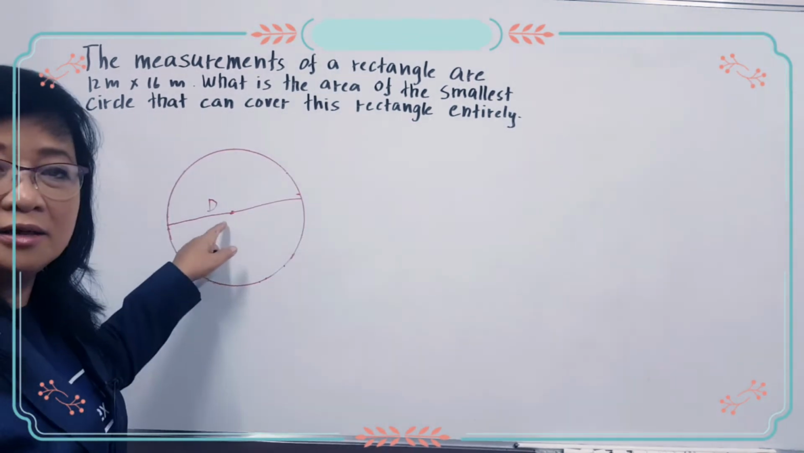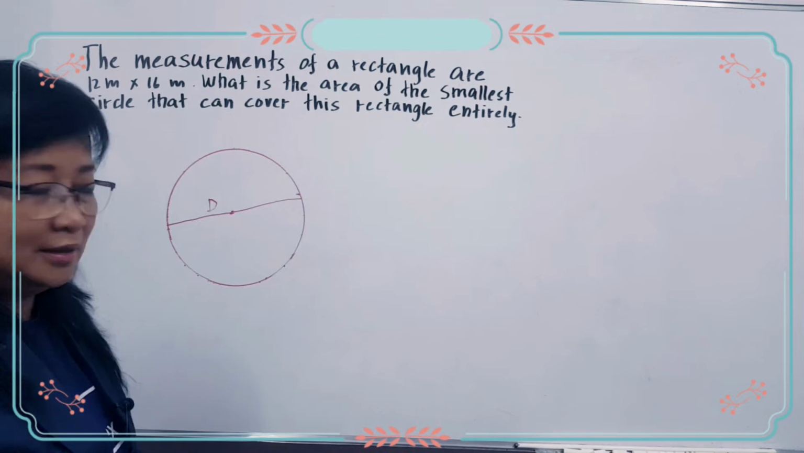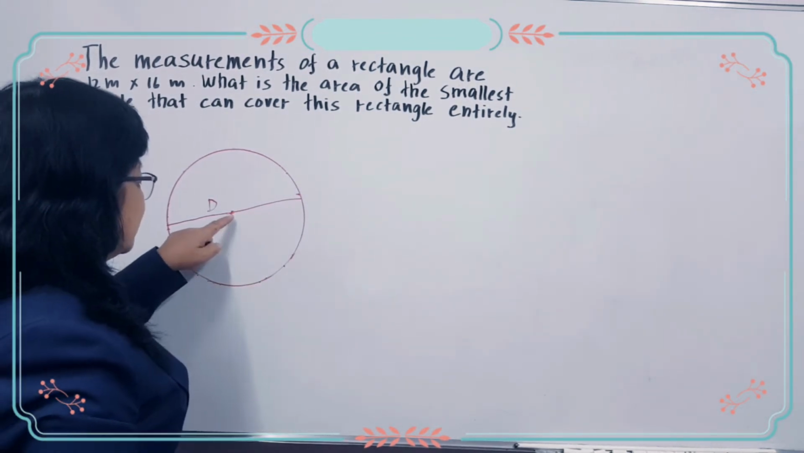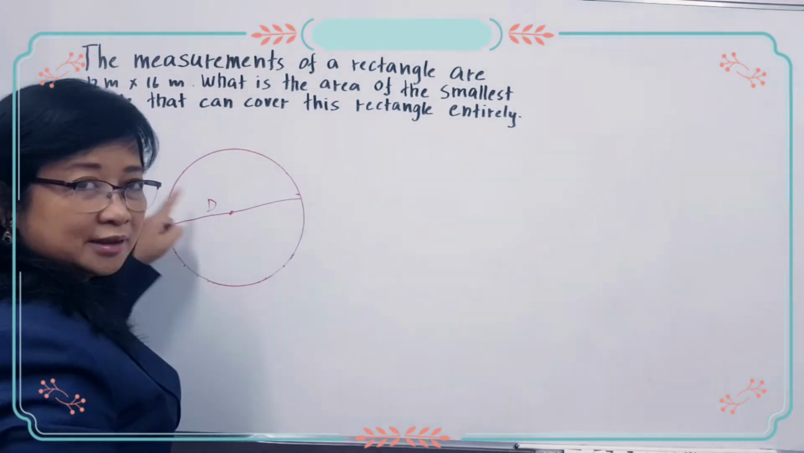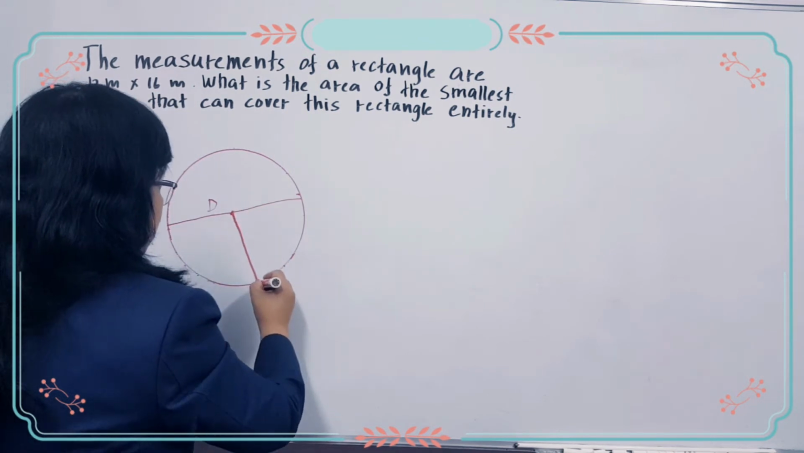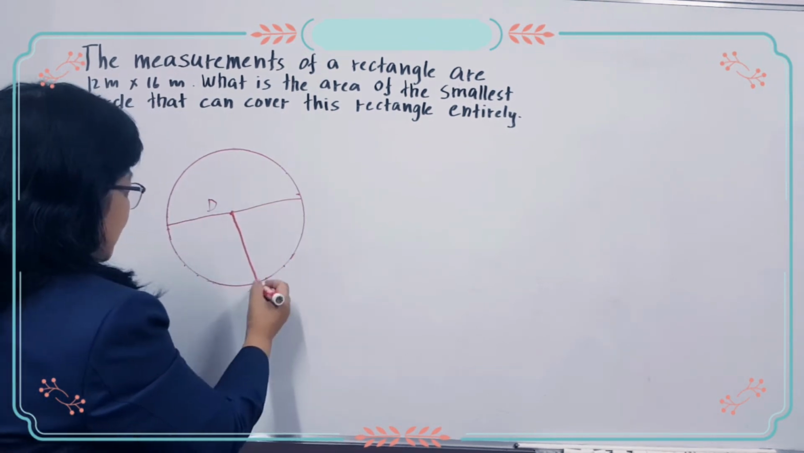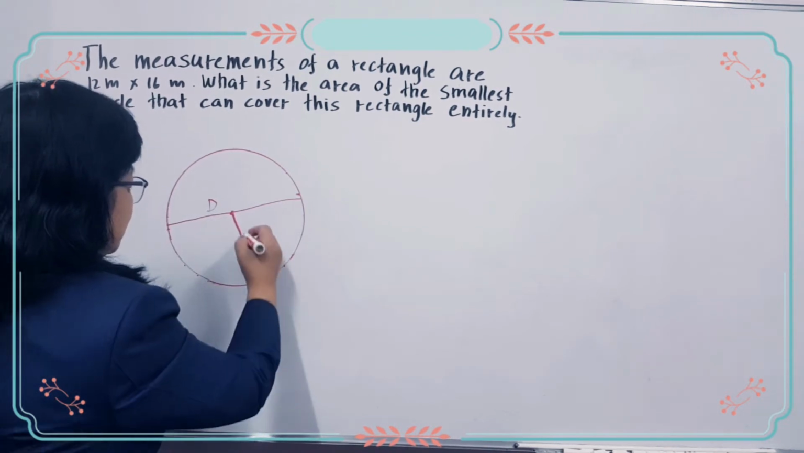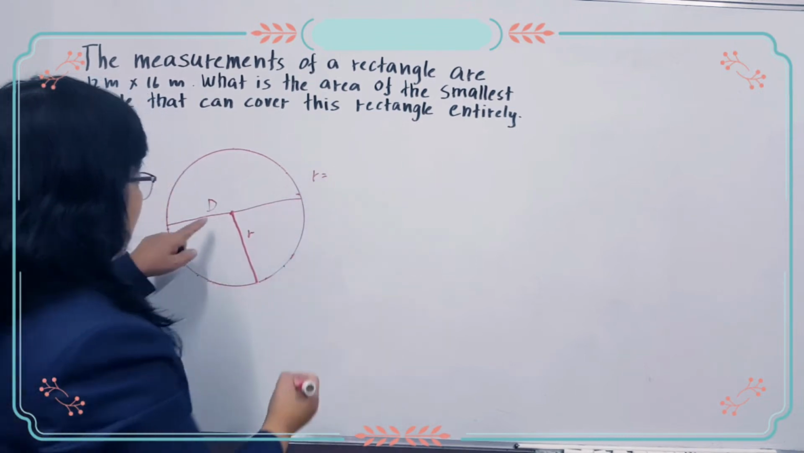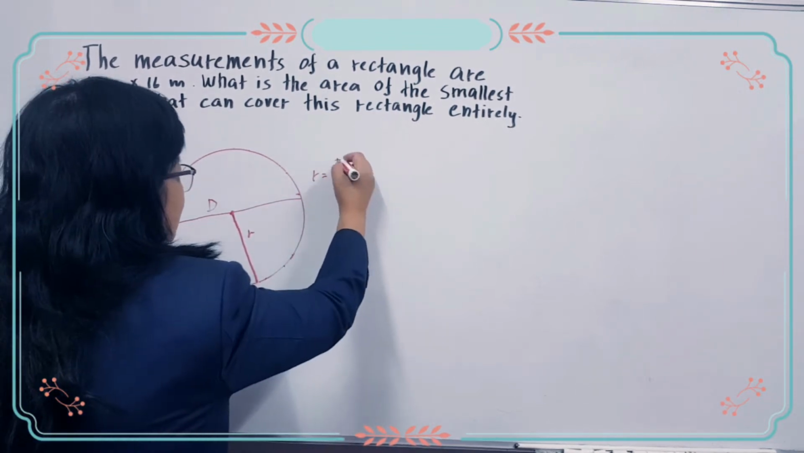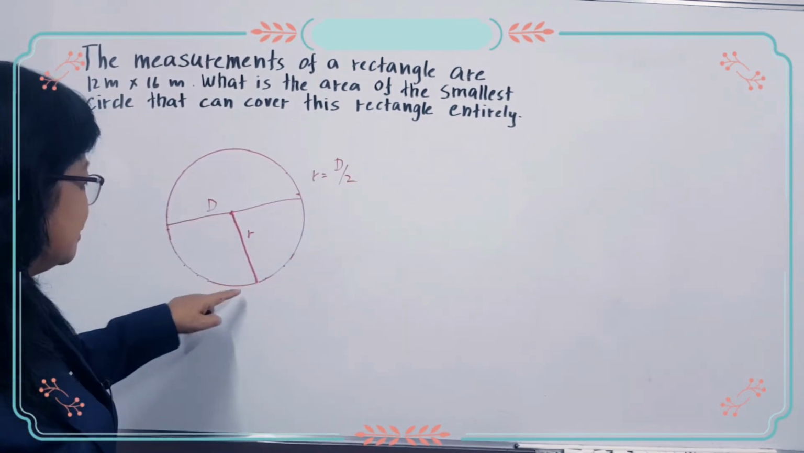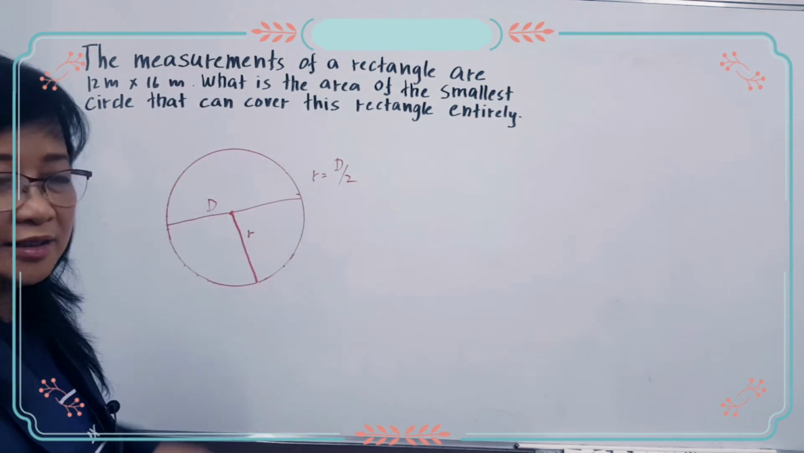Now, ano naman yung tinatawag na radius? The radius is from the center to any point in the circle. That means from here, for example, to here. Okay, we call it radius, which means radius is equal to half of the diameter. So, from the center to any point on the circle, it is the radius.